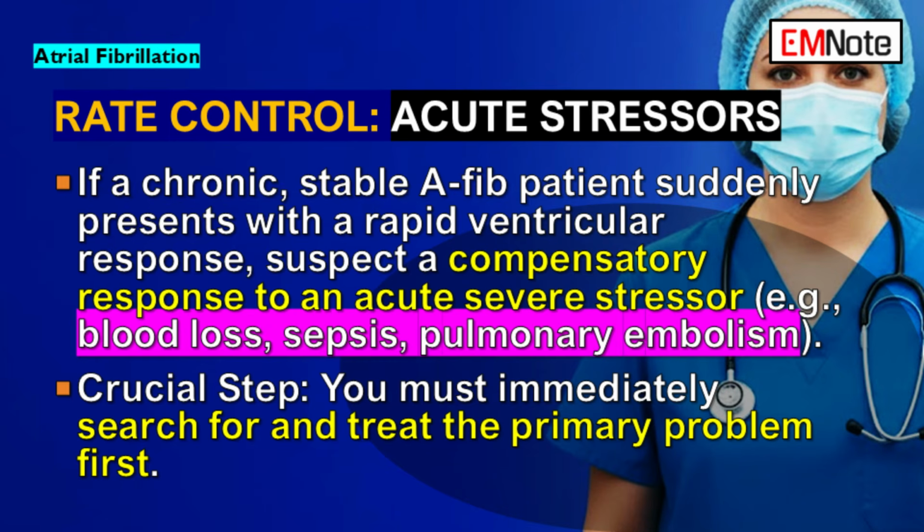Okay, let's consider a chronic patient. If someone with stable, compliant fib suddenly presents with a rapid ventricular response, what should we be thinking? That's a huge clinical clue. It suggests their AFib is a compensatory response to some acute severe stressor. So you're not just treating the rate. You are absolutely not just treating the rate. You have to immediately search for an underlying cause. Is it blood loss, sepsis, a pulmonary embolism? You have to treat that primary problem first.